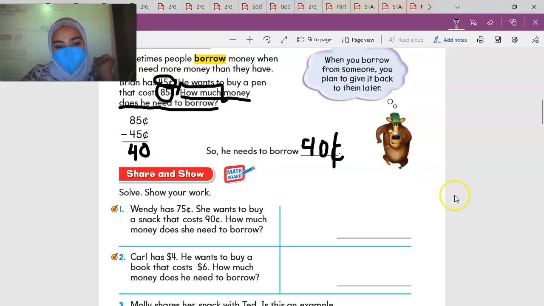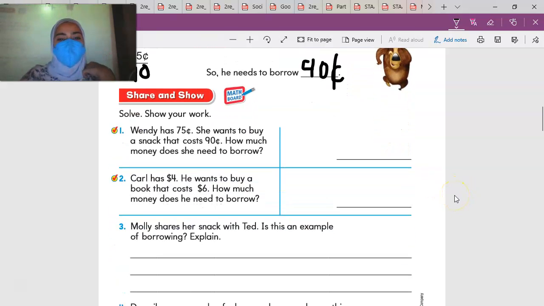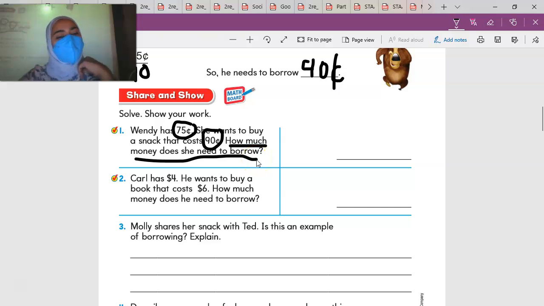Let's move on. Wendy has 75 cents. She wants to buy a snack that costs 90 cents. How much money does she need to borrow? So she has 75. She wants to buy a snack that's 90. What am I going to do to solve this problem? Subtract. Why would I add? I want to buy something that's 90 cents. I only have 75. I want to know how much more money I need to get that snack. Why would I add? It doesn't make sense. You have to subtract so you can find out how much more money you need, okay? So go ahead and subtract this amount.